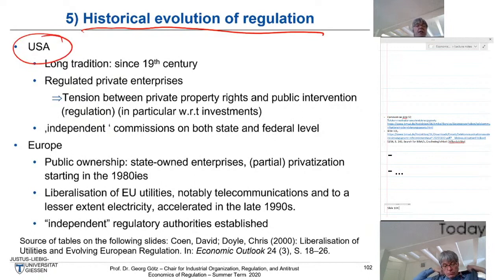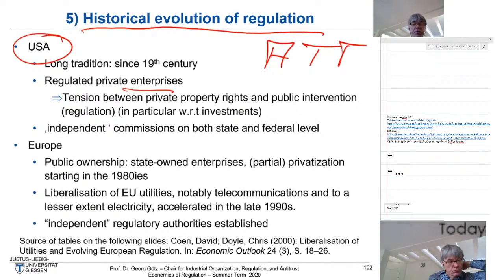In the US, how did regulation look? In the US, you always had private enterprises. Just think of AT&T, the American Telephone and Telegraph company, I think it was called at some time. Freight railways are still private, and power and gas companies are also private, and you always had some regulator. And of course, if you have a regulator and a private company with stock owners and property rights, you always have a tension between the two.